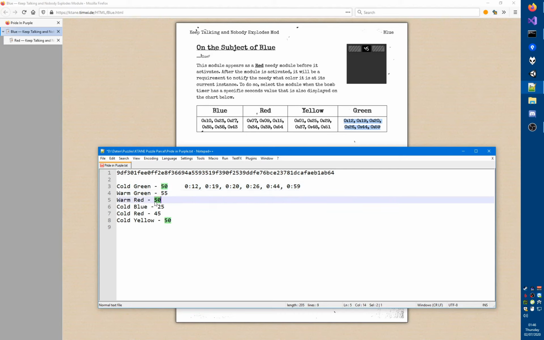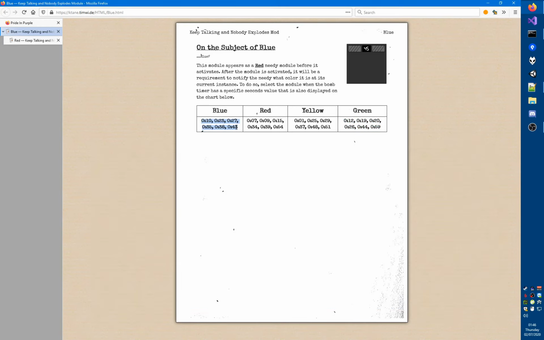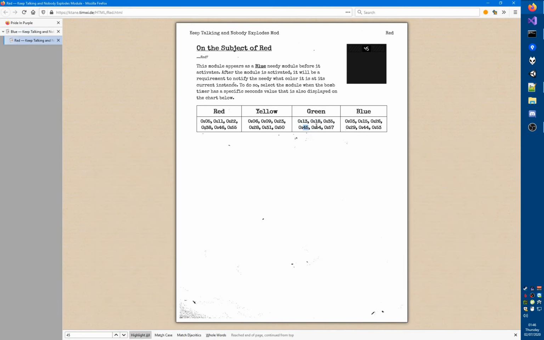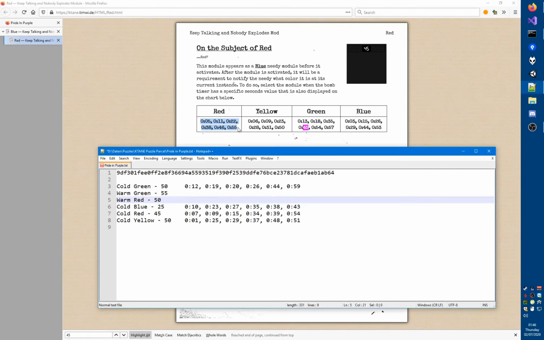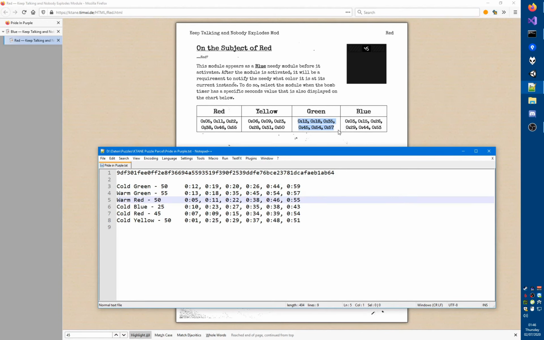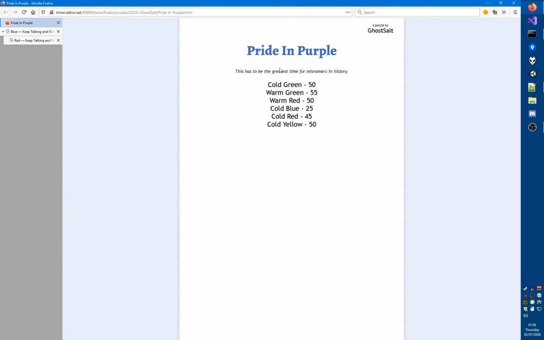And by the way, I have noticed that these are all divisible by 5, but I just don't know what to do with that. Right, let's look at the others. So cold blue under this theory would be that. Cold red would be this, and cold yellow would be one of these, or any of these. And then warm red, and finally warm green. So what do I do with that? If I subtract 50 from the highest number, let's quickly see, it says greatest.